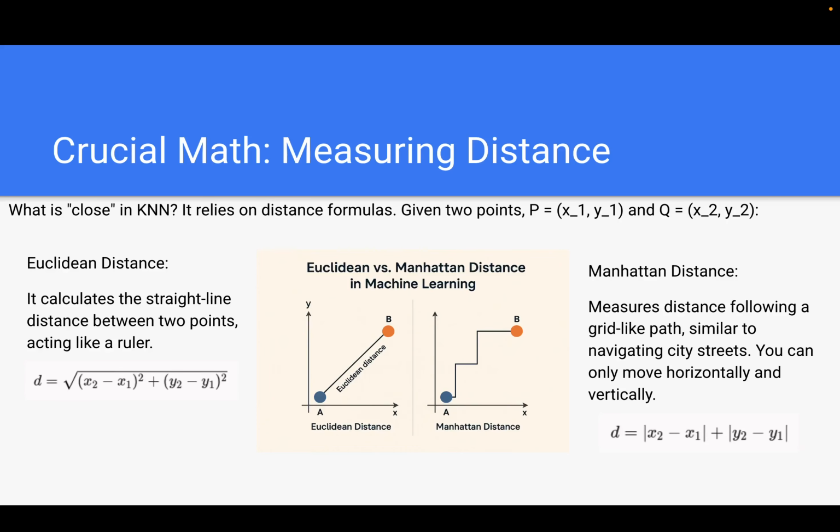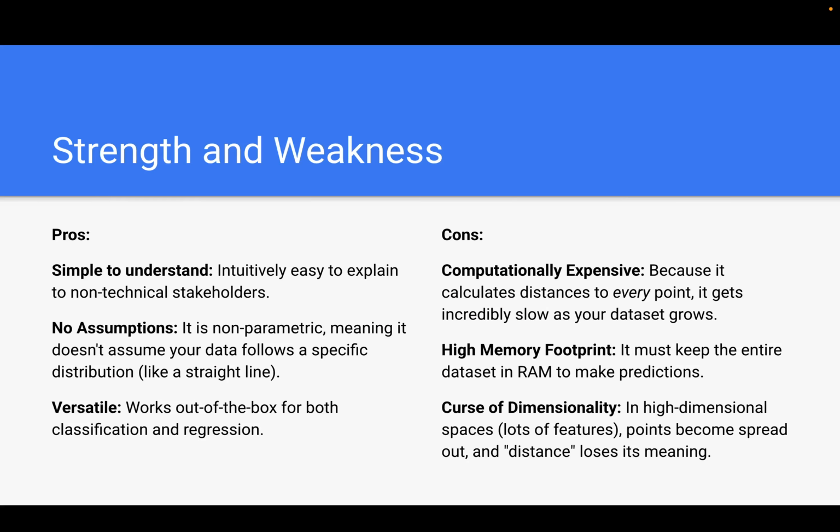Now let's understand the pros and cons of using KNN. KNN is simple to understand because it purely depends on the distance metric, which is easier to explain to stakeholders, and there are no assumptions made by the algorithm while it is trying to make the prediction. And it is versatile. You can apply this algorithm to classification tasks and regression tasks out of the box.